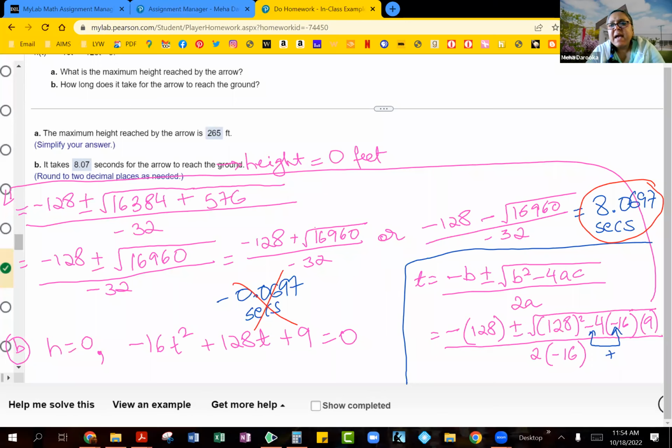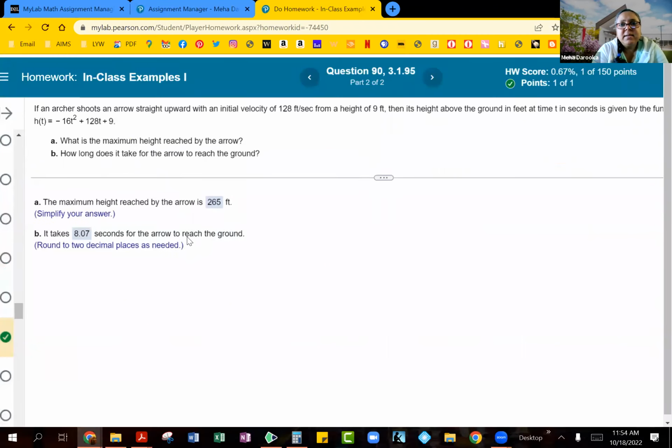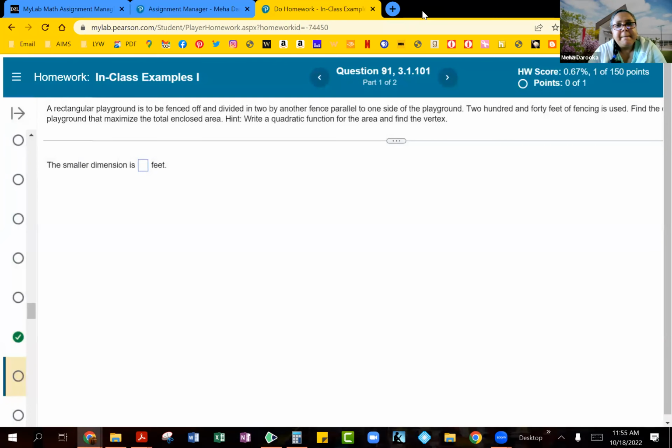Okay. Yeah, so like I said, the square root of 16,960 is not going to simplify. You will not be able to get down to an integer answer, so you are going to have to do a decimal approximation on this. Did anybody else have questions on this example here, guys? All right, let's go ahead and clear this out then, and let's take a look at the next one.